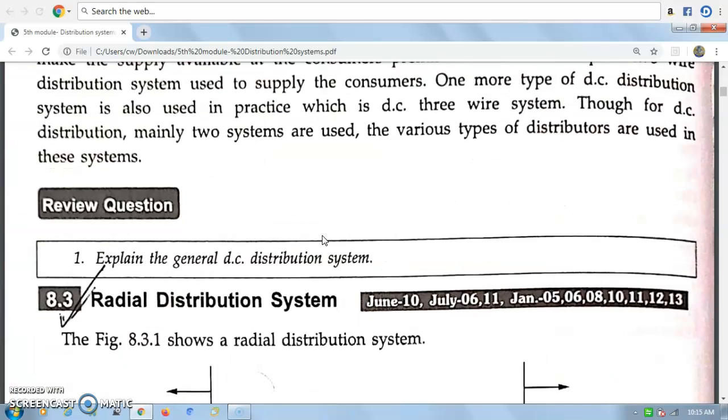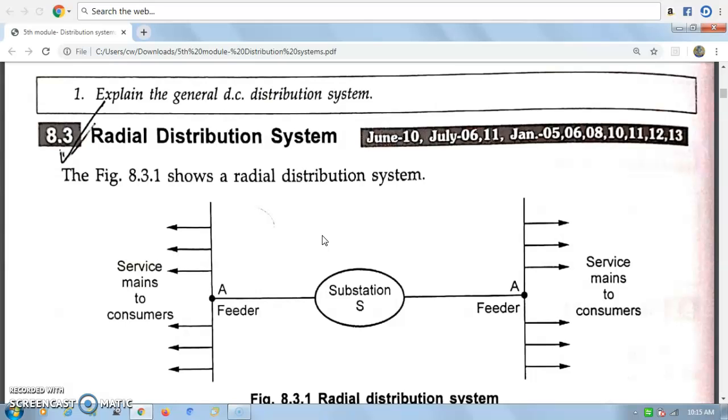You can read this part, and also go through the general DC distribution system. First important topic here, we'll see the radial distribution system. See the radial distribution system diagram. When we call it a radial distribution system, the distributor is connected to the substation through the feeder, exactly at the center. This is the first distribution system, and this is the second distribution system. Distributor is connected to the substation on one end only with the help of the feeder.